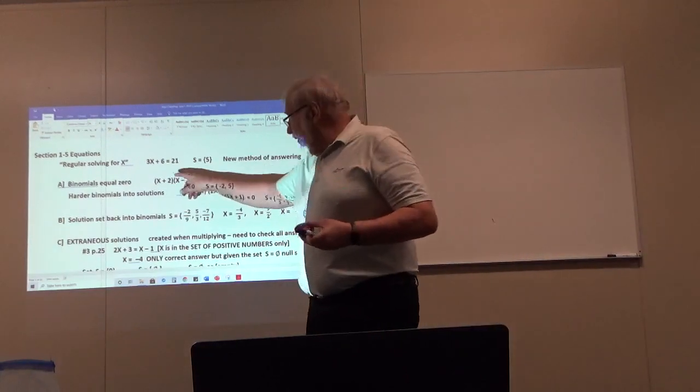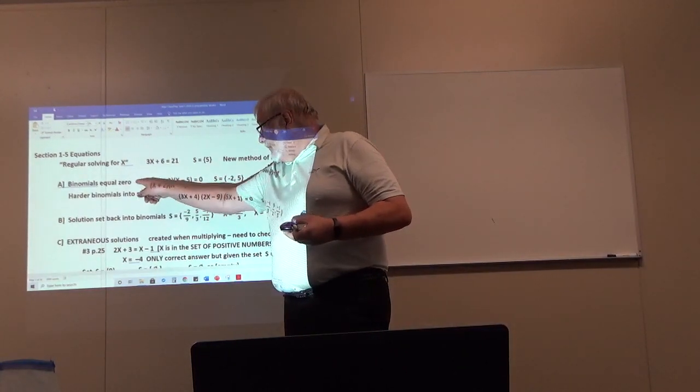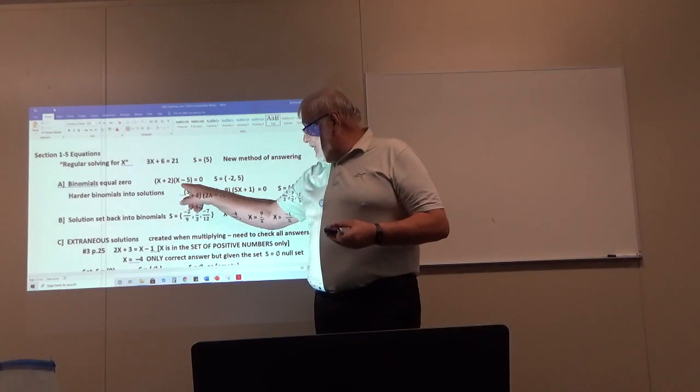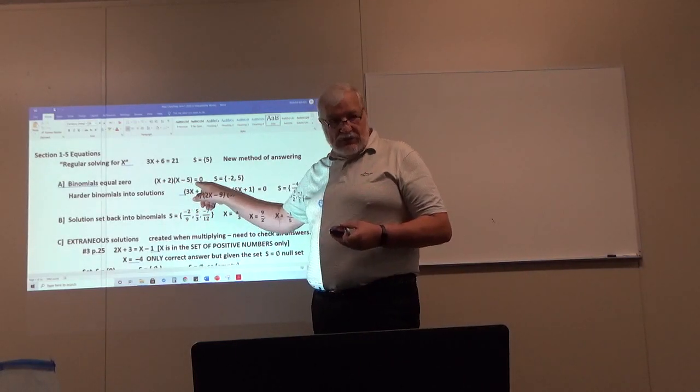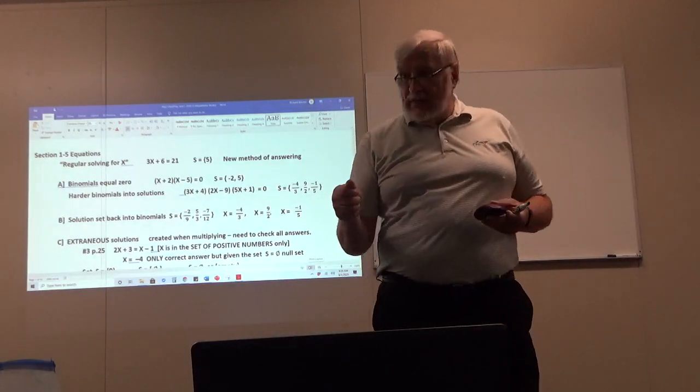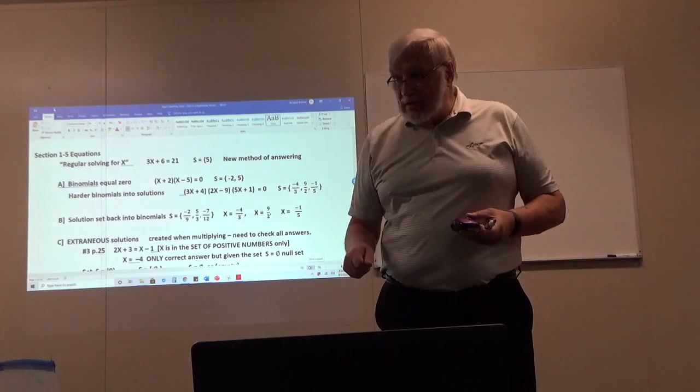Now the next thing that I want to talk about is binomials equal to 0. If you have these two binomials and they equal 0, if these two numbers are multiplied together and they equal 0, one or both of them has to equal 0.